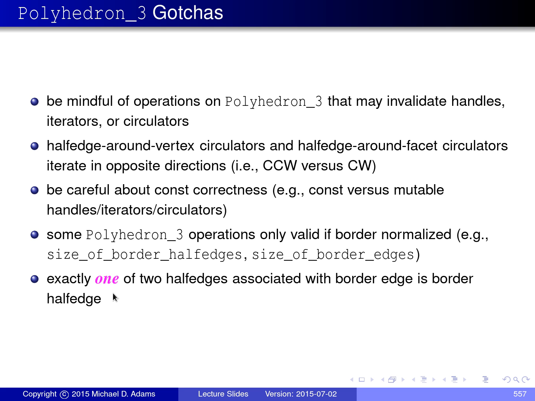And then lastly, exactly one of the two half edges associated with a border edge is a border half edge. Sometimes there's a misunderstanding that both of the half edges associated with the border edge will be border half edges. This is not the case, and if you stop to think about the definition of what it means for a half edge to be a border half edge, this clearly doesn't make sense. But for some reason, this seems to be a common problem that people sometimes run into. So be careful about this.